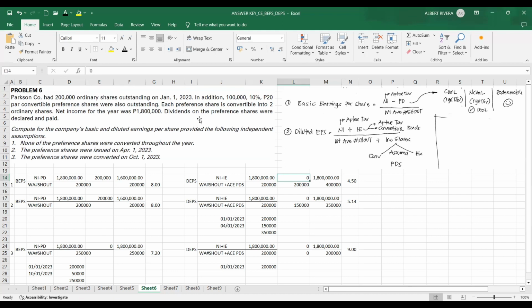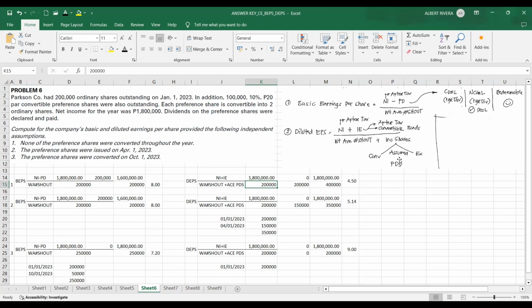Wala naman convertible bonds. Kaya naman wala naman interest expense. So, yun na yan. Then we have the 200,000 here. And what is the 200,000? Ito. And this is outstanding for how many months? 12 months over 12. At sabi natin, assume conversion or exercise of potentially dilutive securities.